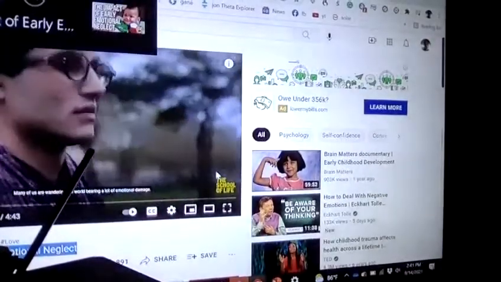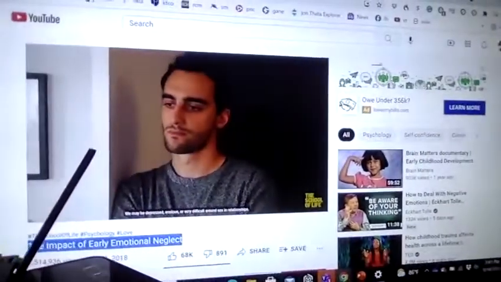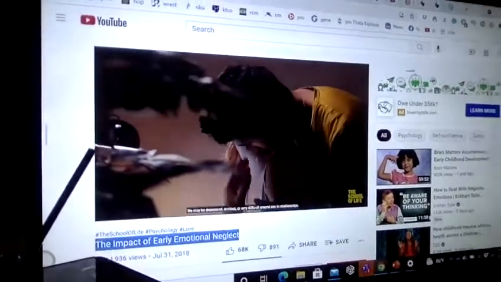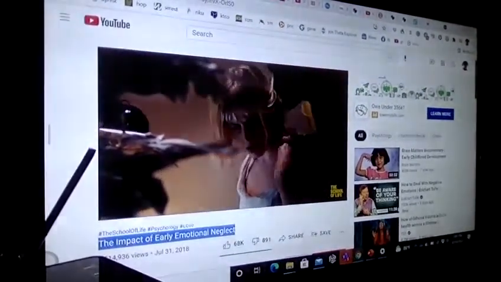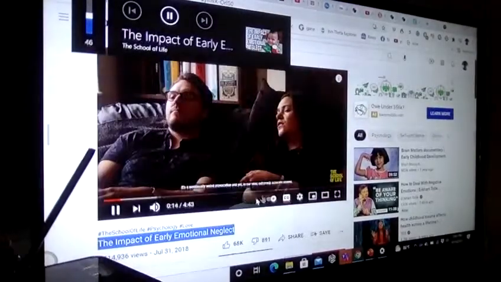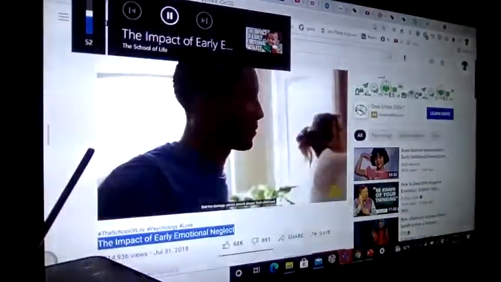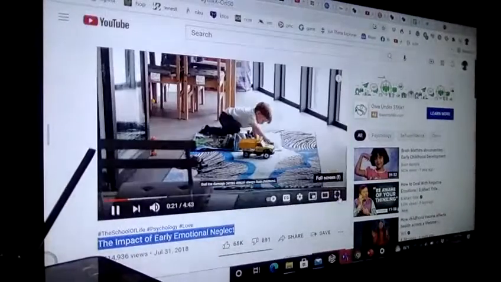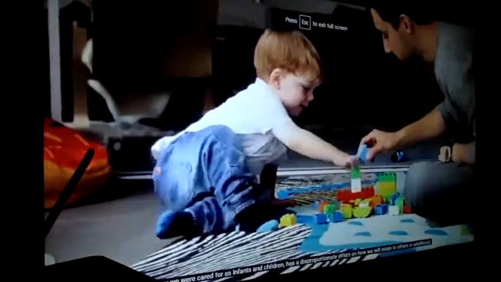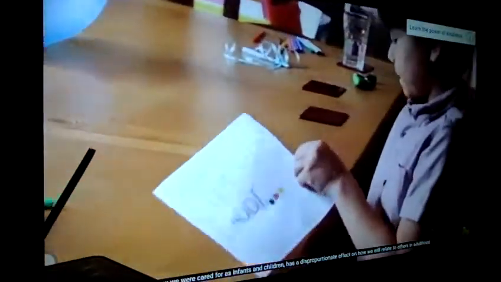Many of us are wandering the world bearing a lot of emotional damage. We may be depressed, anxious, or find things very difficult around sex and relationships. We might ask ourselves where the difficulties came from. It's a continually weird, provocative, and yet, in our view, extremely accurate answer that the damage comes almost always from childhood, especially early childhood. How we were cared for as infants and young children has a disproportionate effect on how we will relate to others in adulthood.